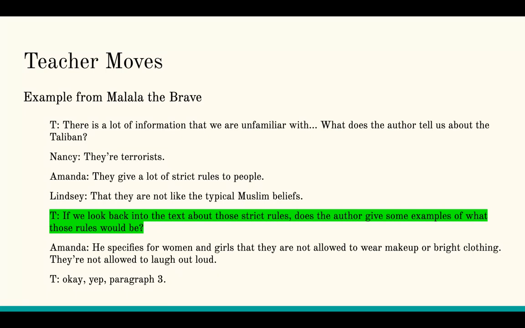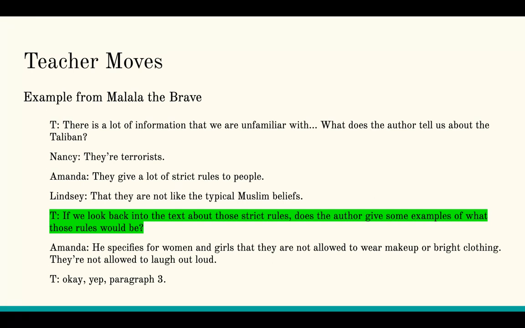So you can see after I probed for examples of those rules, Amanda hit on how they were specific for women and girls, and gave some examples, like not being able to wear makeup or bright clothing and not being able to laugh out loud. This was obviously important because as we continued to read, they were going to learn about the girls not being allowed to attend school.